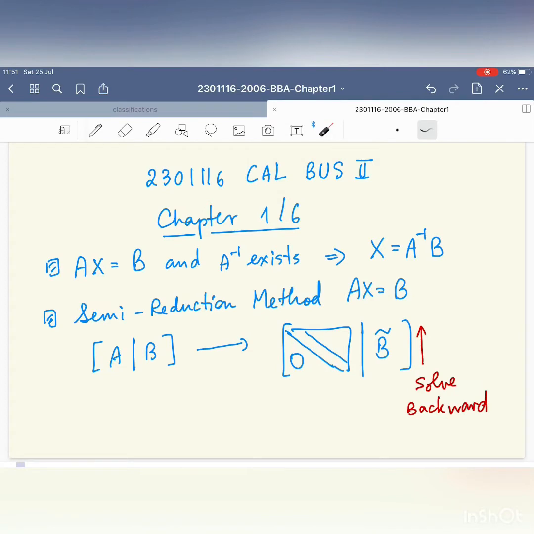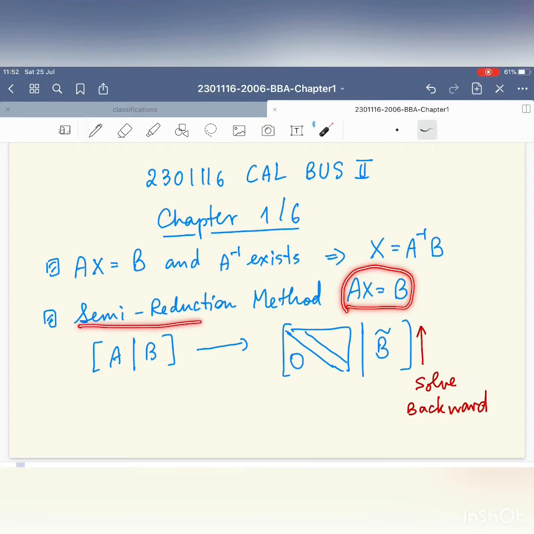Okay, previously what we have done is that we have the word problem, and from the word problem we construct the system of equation in terms of Ax equals b. If your number of equations and the number of unknowns are the same and your A inverse exists, then you can find your x. You can solve for x by using A inverse multiplied by b. And we also introduced the so-called semi-reduction method to solve for the system Ax equals b.